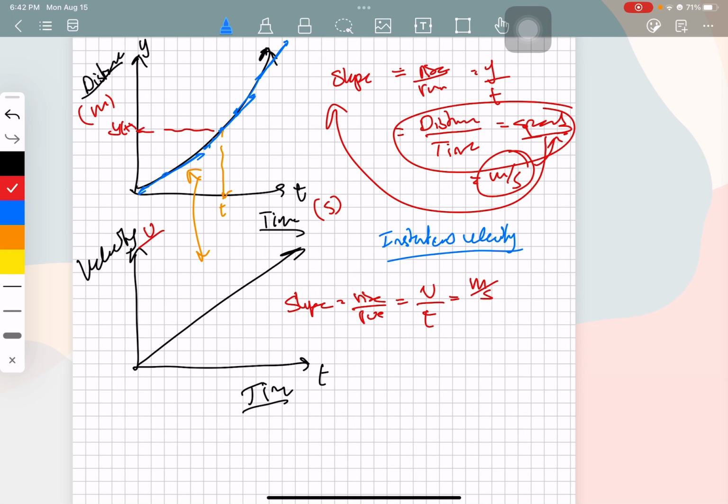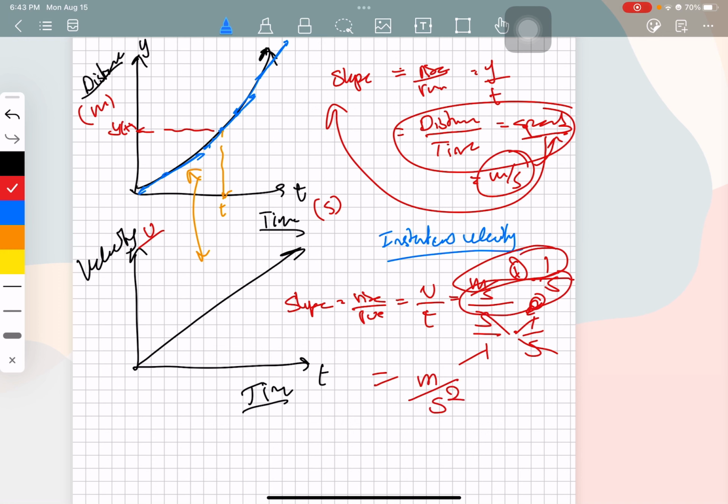And what else? My time is s. Now with some mathematical operations, s is equal to s over 1. To get rid of the second denominator, I can multiply by 1 over s. So this and this cancel out, and if you multiply those two and those two, you're left with meters per second squared. So what does meters per second squared equal? Well, it is equal to the acceleration.